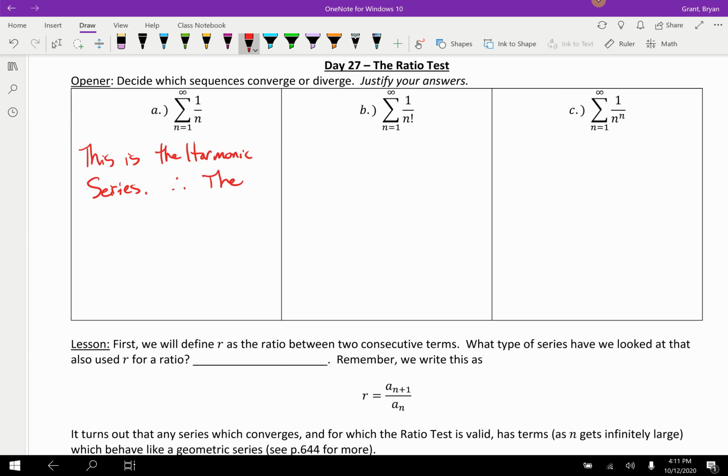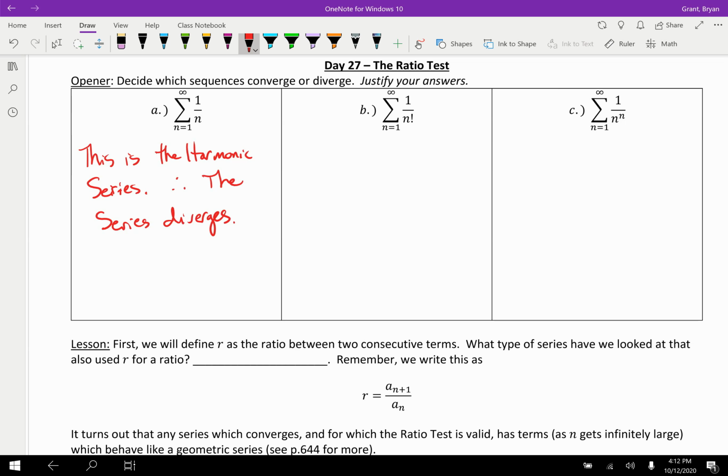Therefore, the series diverges. And that's all you need. Once you've identified the type of series, it's a harmonic series, you can say the series diverges. You could have used a p-test there. That's probably the fastest way, though. So let's go ahead and look at the other two.